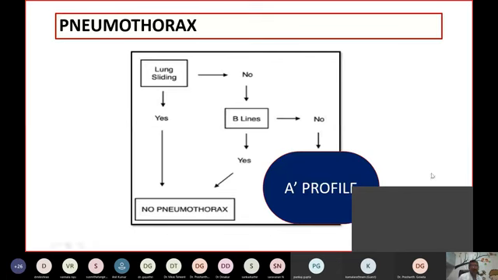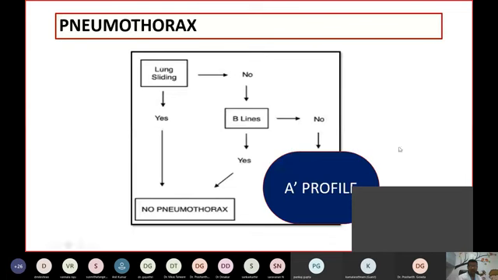So A dash profile is when you have absent lung sliding along with A lines. Remember I told you earlier, A stands for air. It doesn't distinguish between pleural air and alveolar air. So once you see A lines, it doesn't mean that the lung is normal. You need to see lung sliding along with it. If there is no lung sliding and you see A lines, it means air is in the pleural space. So absent lung sliding along with A lines forms an A dash profile.